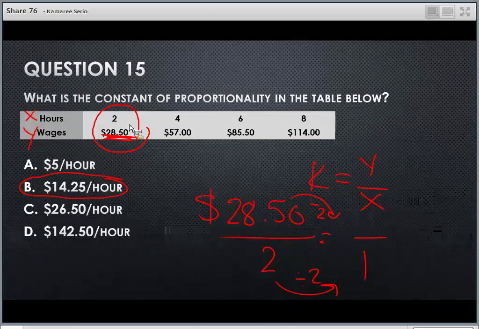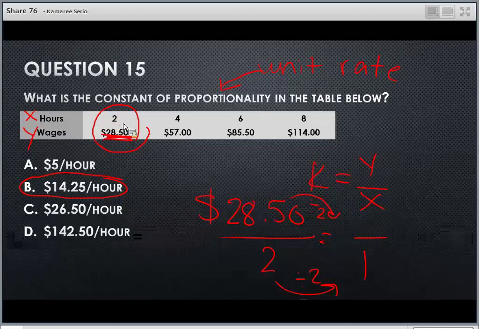Okay? Remember, constant of proportionality is the same thing as unit rate. So whenever you see this, it's just literally asking you for the unit rate. All right, that's all it's asking for. So if you know that 2 hours, you get $28.50, if you get 1 hour, you should get half of this, right? Because half of 2 hours is 1 hour.